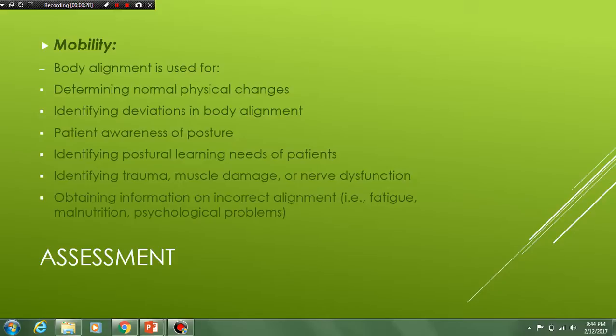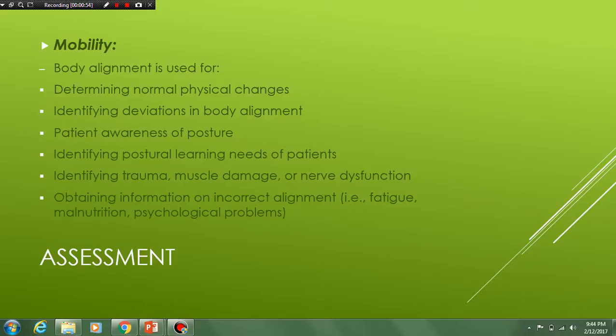Provide opportunities for patients to observe their posture. Identify learning needs of patients for maintaining correct body alignment. Identify trauma, muscle damage, or nerve dysfunction. Obtain information concerning other factors that contribute to incorrect alignment, such as fatigue, malnutrition, and psychological problems.